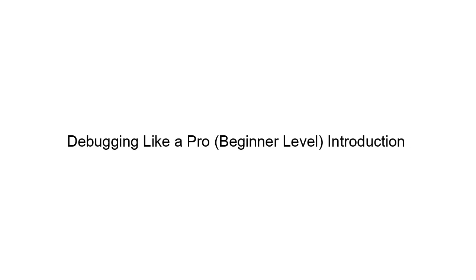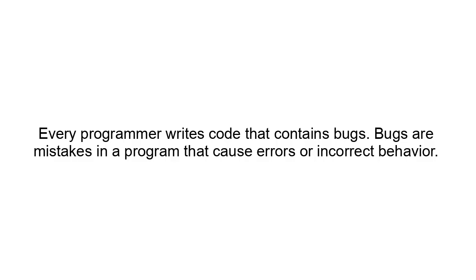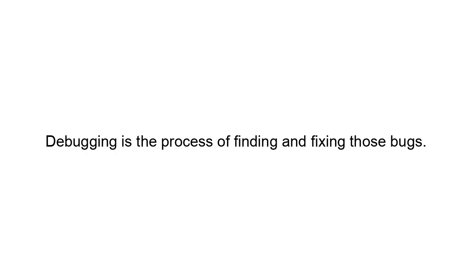Debugging like a pro. Beginner level. Introduction. Every programmer writes code that contains bugs. Bugs are mistakes in a program that cause errors or incorrect behavior. Debugging is the process of finding and fixing those bugs.